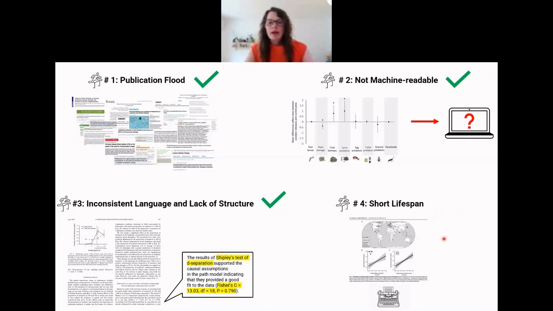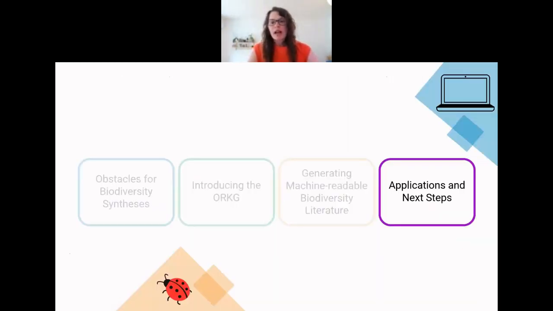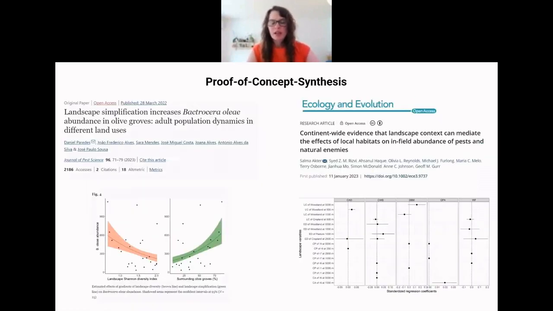And so to wrap up, I want to just briefly mention some of the next steps that we're taking in this direction to address this fourth challenge. So now that we've demonstrated how scholarly literature can be made machine readable, we want to take the next step to apply this approach to conducting secondary analyses. So towards this aim, we just started working on a proof of concept synthesis with the ORKG to demonstrate how this platform can help us to conduct synthesis research more efficiently.